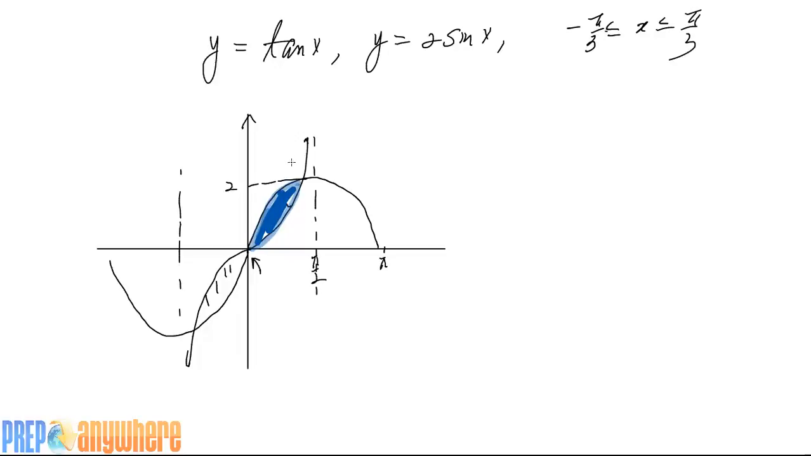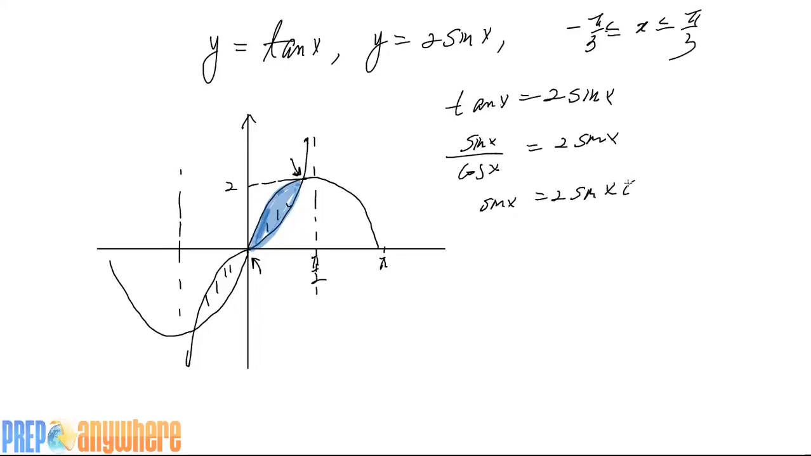Now, what's the intersection point? Let's find the intersection point. Let's make tangent of x equal to 2 sine of x. You get this. Let's cross multiply, so you get sine of x is equal to 2 sine x cosine of x. Let's bring this to the other side, so you get 2 sine of x cosine of x minus sine of x. Factor out sine of x. You get 2 cosine of x minus 1 is equal to 0.